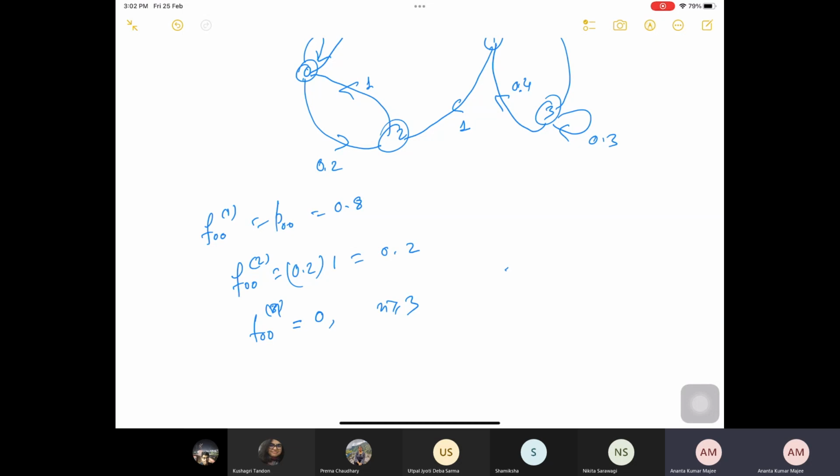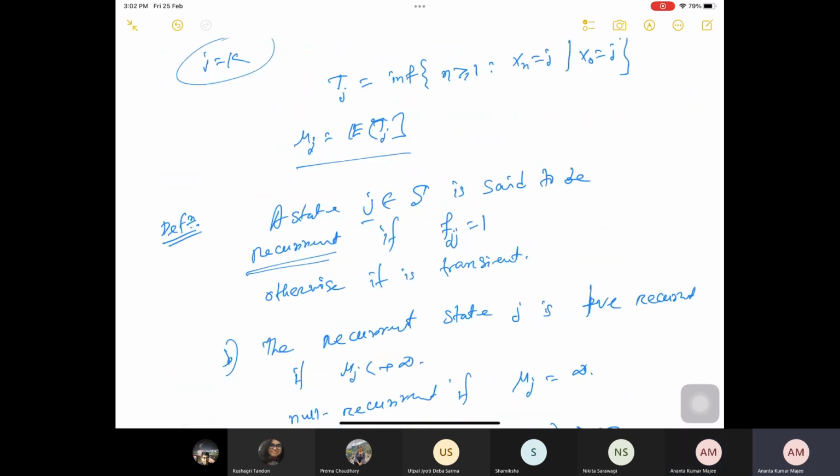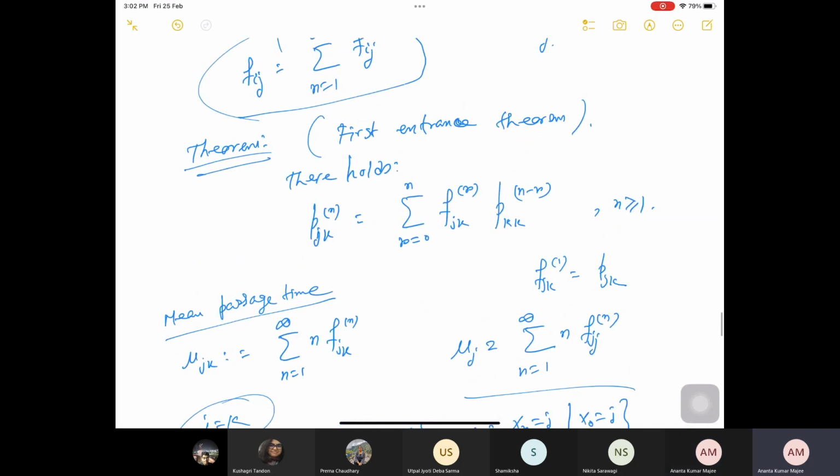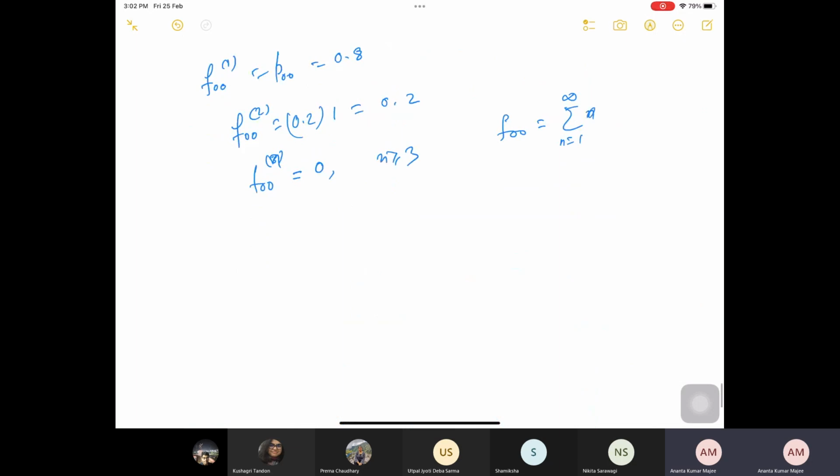Okay, so what is your f of 0, 0? That should be, by definition, the summation over n equal to 1 to infinity of n times, what is your definition of f of i j of n? This is f of 0, 0 of n. Now for n equal to 1 and 2, it is 0.8 plus 0.2, which is exactly 1. So f of 0, 0 is equal to 1.